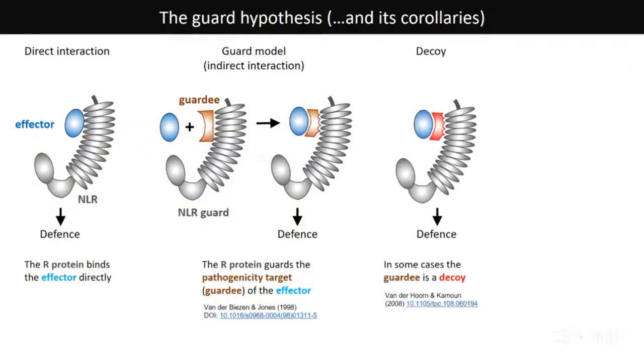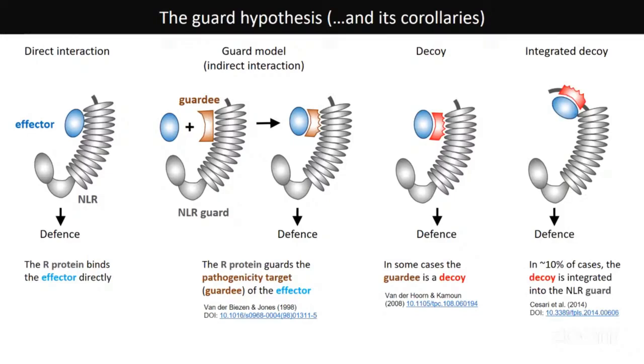And a corollary of the guard hypothesis is the so-called decoy model. In this model, the pathogenicity target has been duplicated in the genome, and that releases it from the functional constraints that it may have. And so now the immune receptor is recognizing a decoy, and the decoy is acting as a trap for the effector.